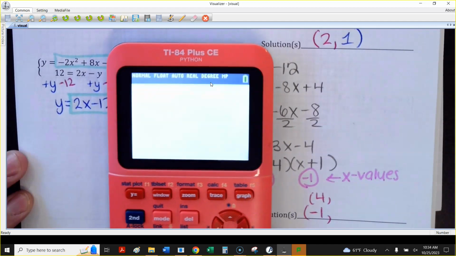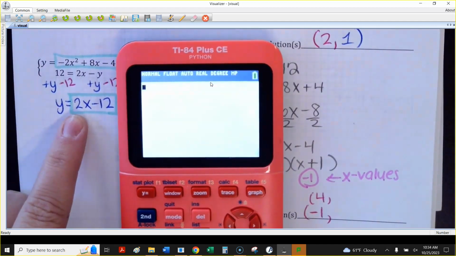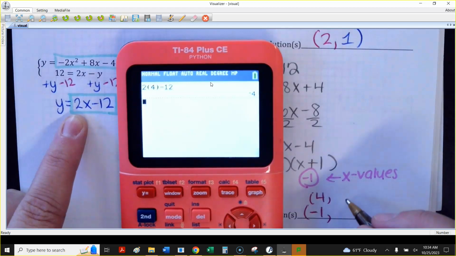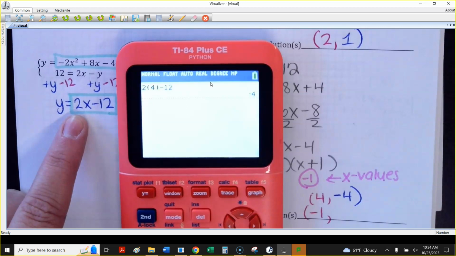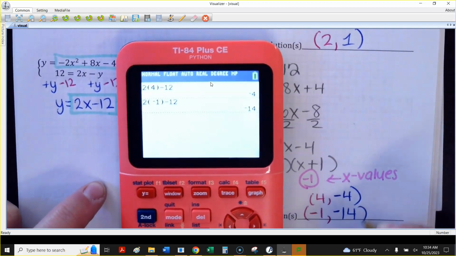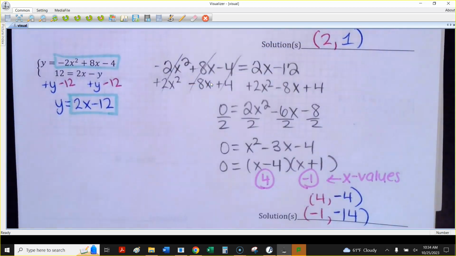Okay, so I'm going to take it and plug it in right where we manipulated this a little bit. So we got y by itself, so I'm going to do 2 times 4 and then -12. So the corresponding y value there is going to be -4, and then I'm going to do 2 times -1 minus 12. And you don't have to use a calculator for this, I'm just doing it. Corresponding y value there would be -14. So if we were to look at this on the graph, those are the 2 points that that line and that parabola would have in common. Is anybody having a question?